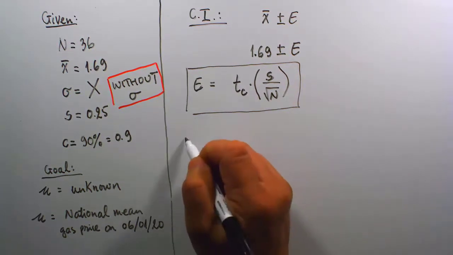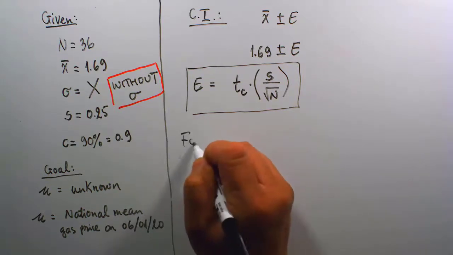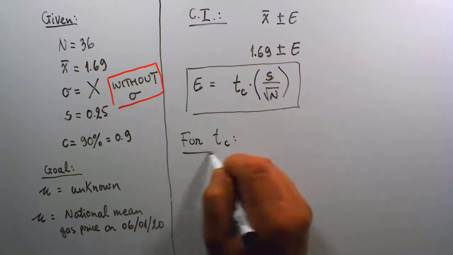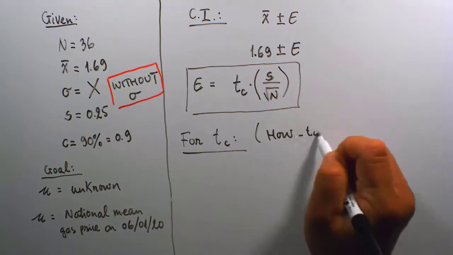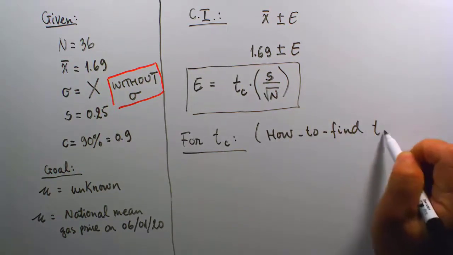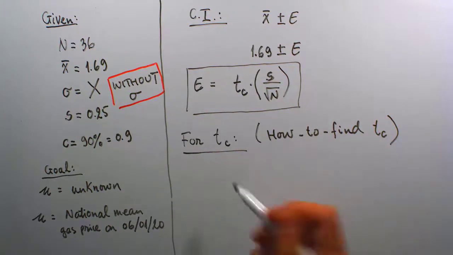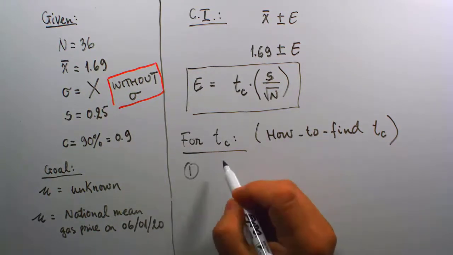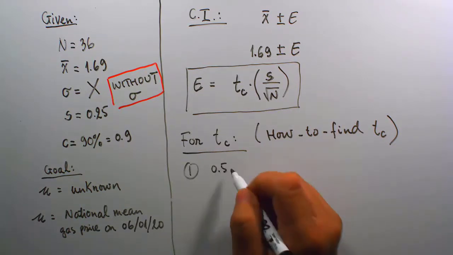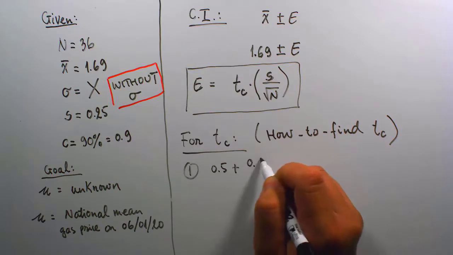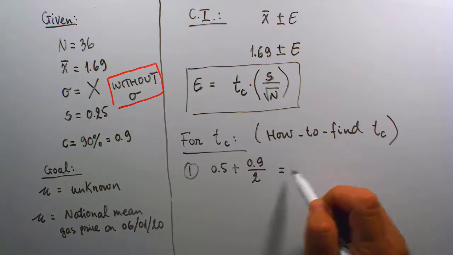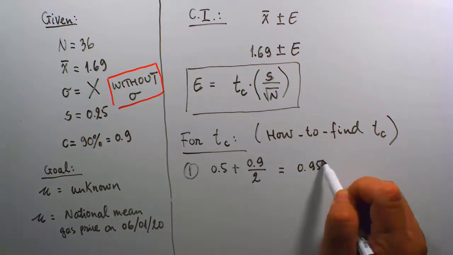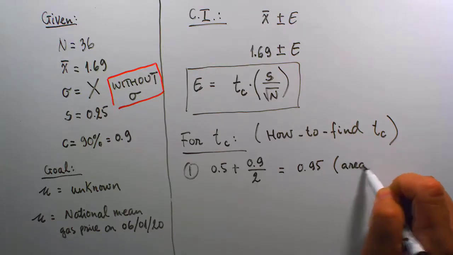So here we go for T sub C. This is how we're calculating it. So how to find T sub C. This is more like a general instruction right here. Step 1, again, I am going to go 0.5, adding half of my confidence level. So 0.5 plus 0.9 over 2 gives me 0.95. And again, I'm referring to this as an area left.